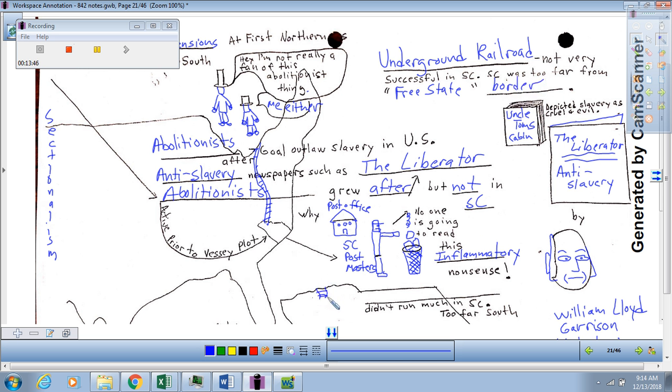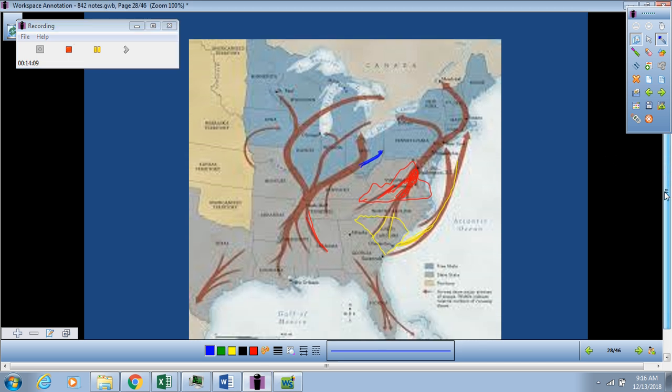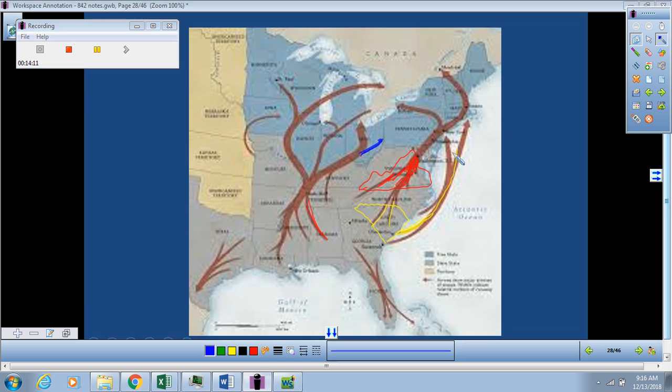And to reemphasize, the Underground Railroad didn't run much in South Carolina, even though it was not a railroad at all, but a series of safe houses, because South Carolina was too far from the safety of the free states. Here's a picture of the Underground Railroad. In the next lesson I will talk more about it, but you can see the paths by which the slaves would escape on this network.